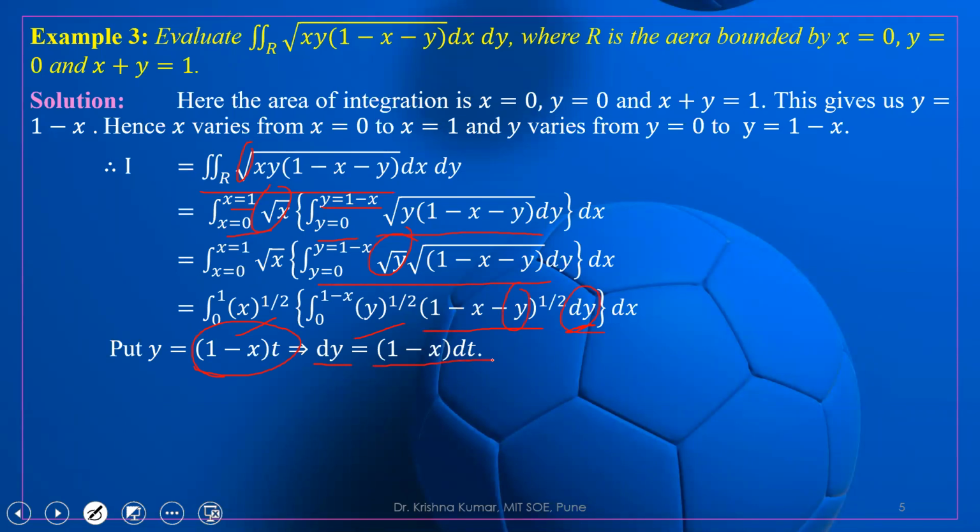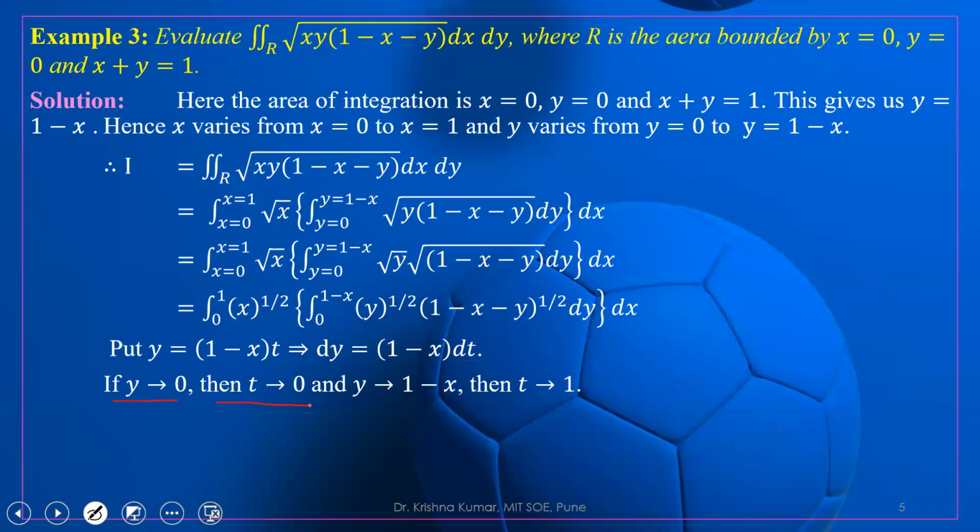And what about the limit? Just look here. If y is equal to 0, then definitely t is 0. And if y is equal to 1 minus x, then 1 minus x is equal to (1 minus x) into t. So this will cancel, and we get t equal to 1. So when y tends to 0, t tends to 0, and when y tends to 1 minus x, t tends to 1.